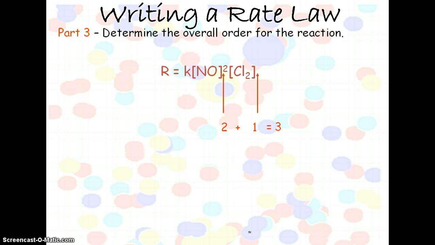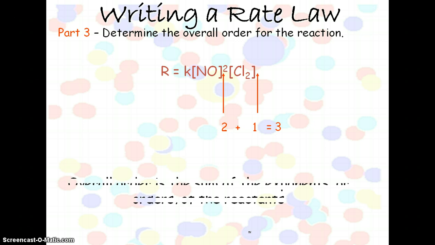All right, how do we determine the overall order for the reaction? Well, to determine the overall order, you want to add the exponents. So you want to add the order of the first concentration, which was 2, and the order of the second concentration, which was 1. So 2 plus 1 will give you 3. So the overall order for the reaction would be 3.